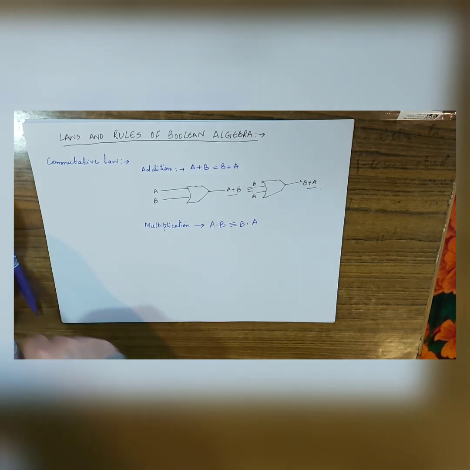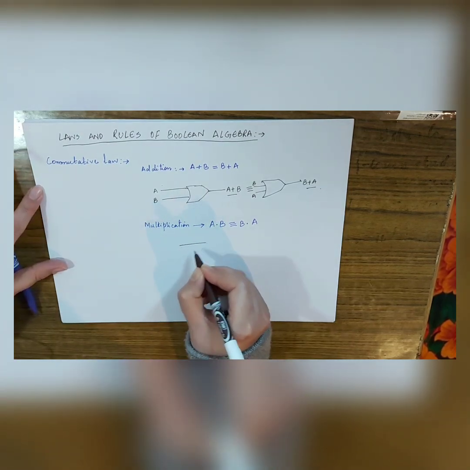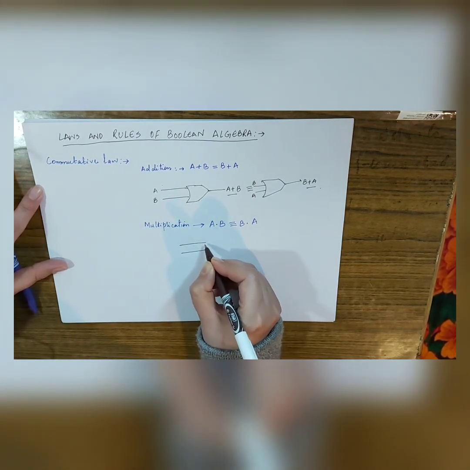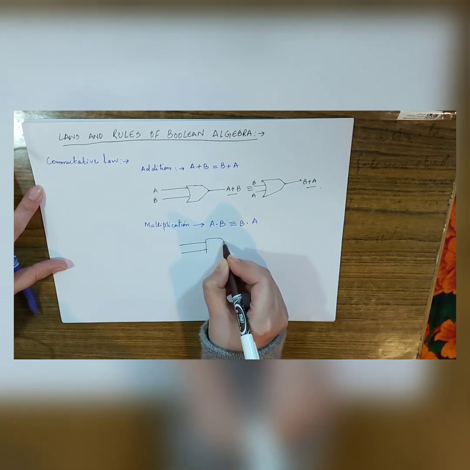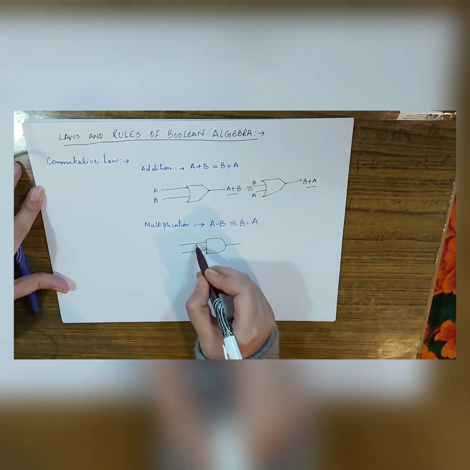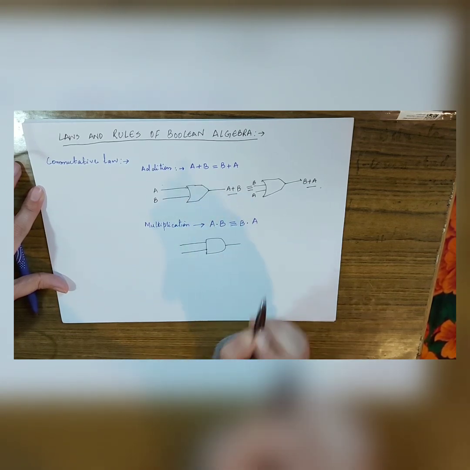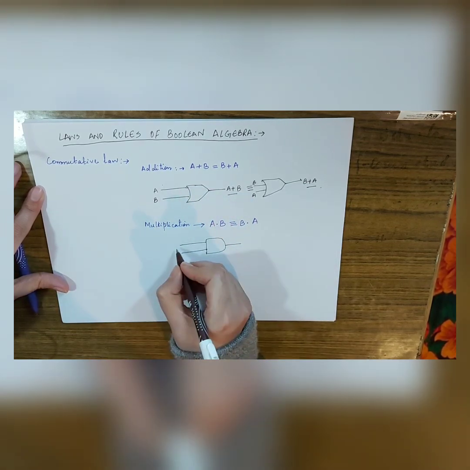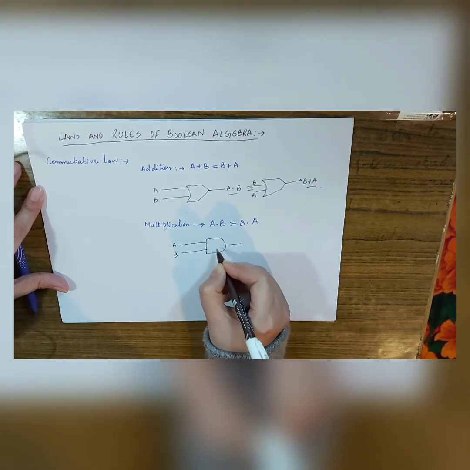So if you use a gate for this, you will use the AND gate, and the AND gate is represented like this in digital electronics. So these are the input terminals and this is the output terminal of the gate. Here we have the A and here we have the B. This symbol represents the AND gate.